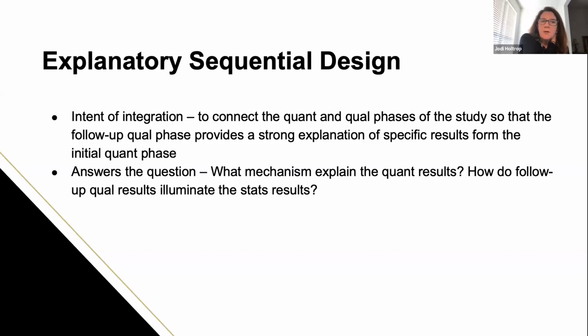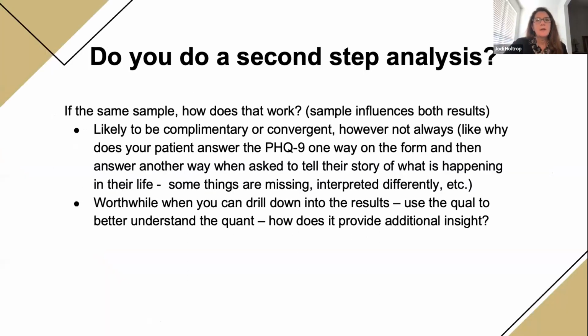In the explanatory sequential design, the intent is to connect the quant and qual phases so that the follow-up qual phase explains the results. It answers the question: what mechanism explains the quantitative results, and how do follow-up qual results illuminate what you got from your statistical analysis? The question often asked is, with a sequential design, do you do a second step analysis? Like that circle I showed you at the end, do you do the integration at the end? You can or you cannot, it depends.